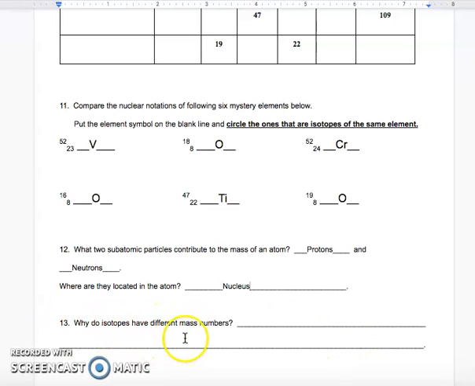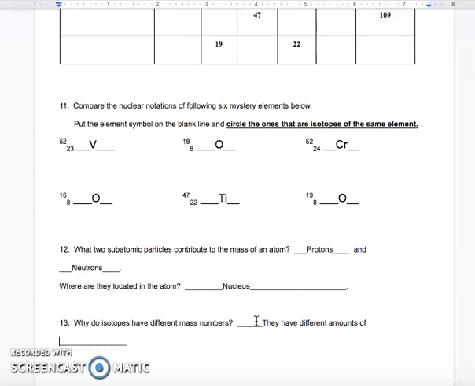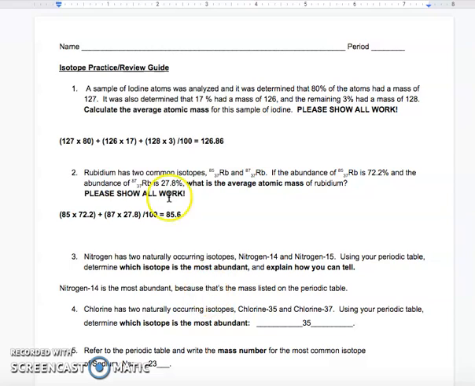And then 13, why do isotopes have different mass numbers? So if you remember the thing we've kind of been saying over and over again throughout the unit, why do they have a different mass? Well, it's not because they have a different number of protons. If they had a different number of protons, I'd have different elements. So isotopes have different mass numbers because they have different amounts of neutrons. You could say they have a different number of neutrons, some have more neutrons, some have less, that's all fine. The key thing is they have different amounts of neutrons. That's what makes them isotopes, that's what gives them a different mass. And that is the end of the review guide for your isotope unit.